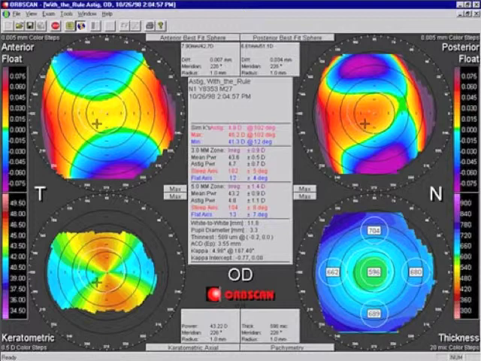Well, I wasn't being totally honest with you. The map on the upper left-hand corner is not a description literally of the shape of the cornea, but it is a description of the deviation of the shape from the closest fitting sphere, from the best fit sphere. So it's a description of only that component of the cornea that is non-spherical.